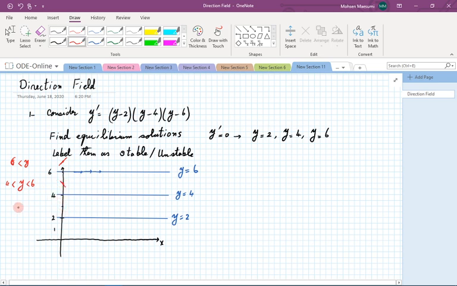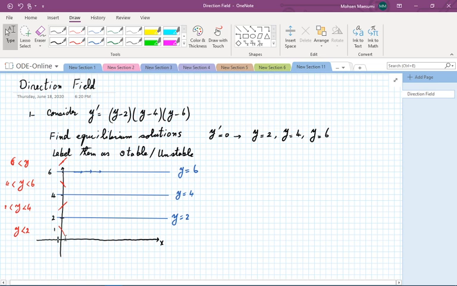Between 2 and 4, so if I pick a y value between 2 and 4, then y minus 6 is negative, y minus 4 is negative, but y minus 2 is positive. So I have positive times negative times negative, so my slope is positive. It means I am moving up. By the same discussion, if I pick y less than 2, then all three factors will be negative, and therefore my y prime will be negative, and I'll be moving down.